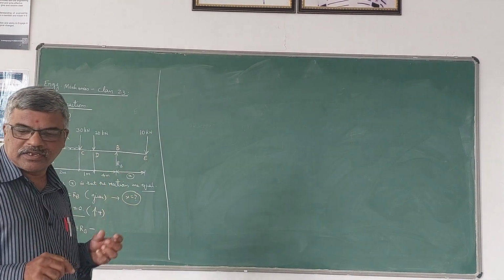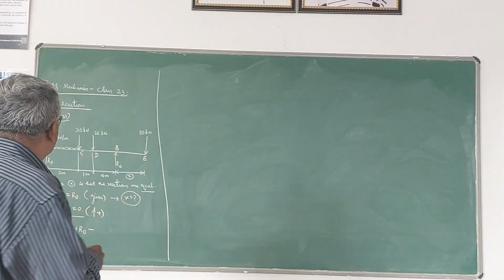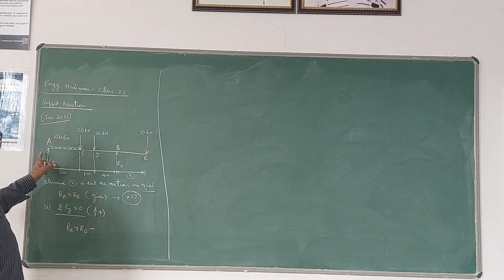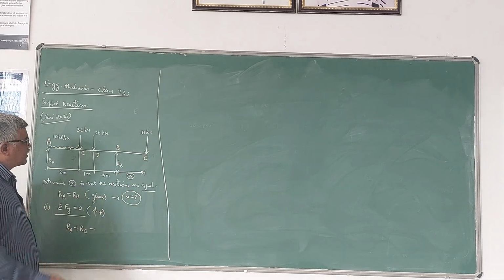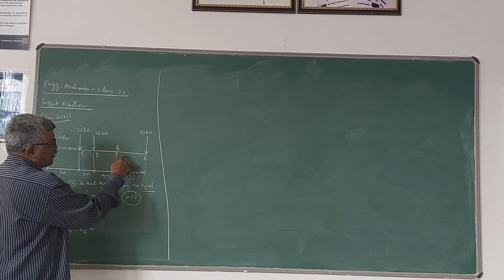In this class, I will discuss two problems on support reactions. The first problem is an examination problem, January 2021. This is the diagram given. It says simply supported beam with an overhang portion. So this B is the overhang portion.